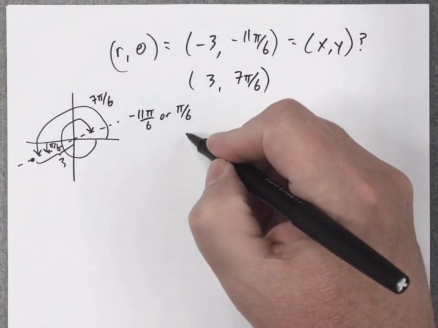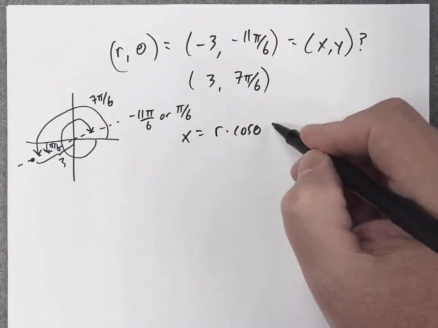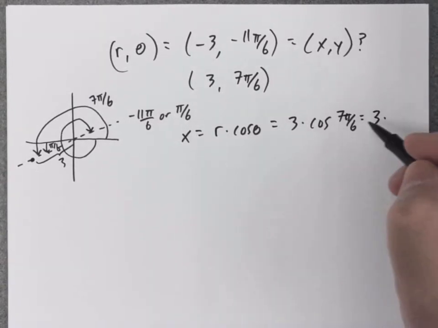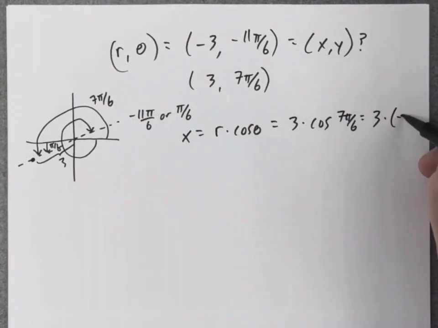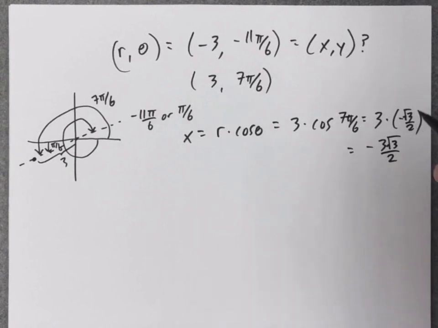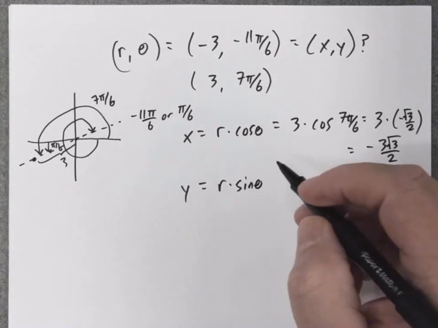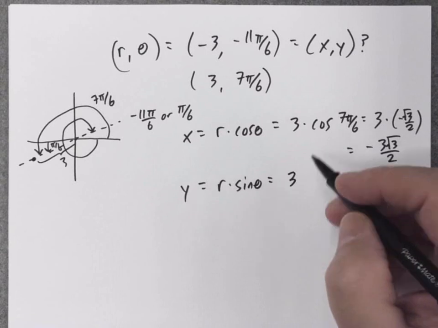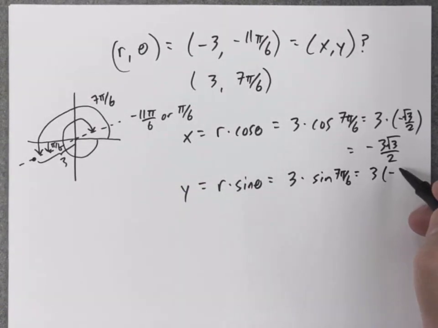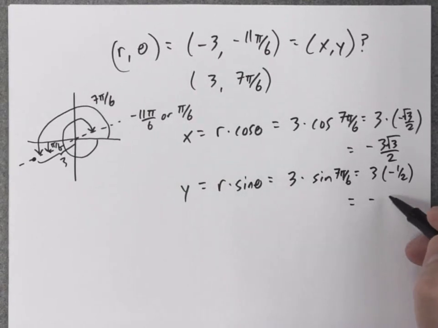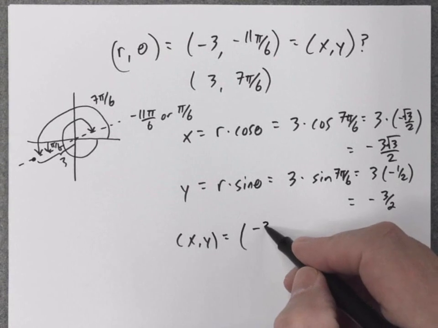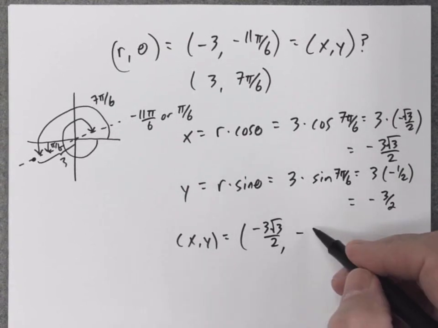So now, if I want to get x, r times cosine of theta, 3 times cosine of 7 pi over 6. If you go to the unit circle, cosine of 7 pi over 6 is negative square root of 3 over 2. So negative 3 square root of 3 over 2 would be x. And then y is r times sine of theta, which would be 3 times the sine of 7 pi over 6. The sine of 7 pi over 6 is actually negative 1/2. So the x and the y, here's x, negative 3 square root of 3 over 2, and here's y.